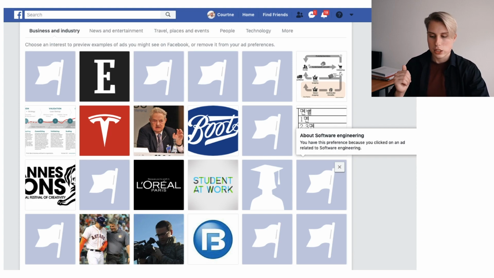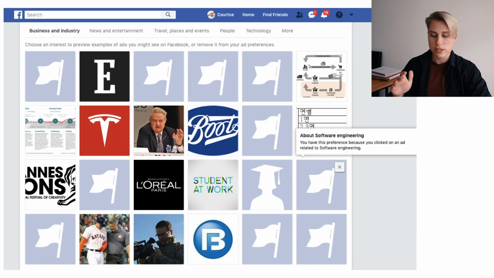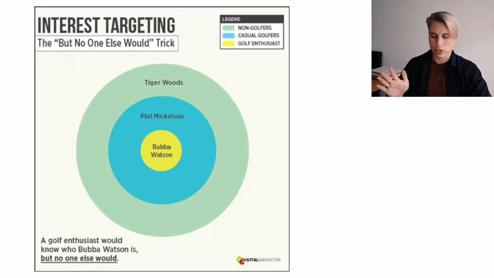Okay, now there's a really cool diagram I found that goes into why this is very important. Okay, so interest targeting. A lot of people go very broad and just put in the first thing that comes to their mind. This is a really golden example that I found. So for example, let's say you are selling something golf related. I'm just using it as an example.